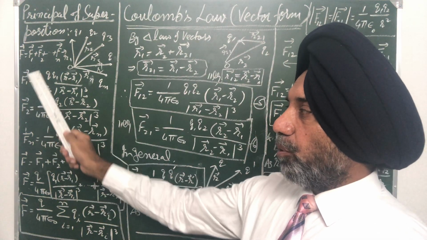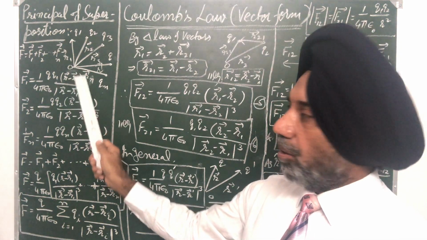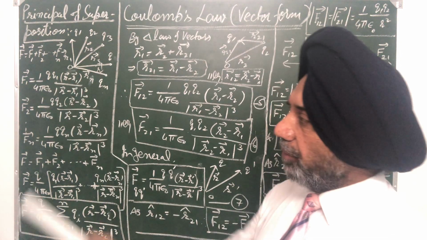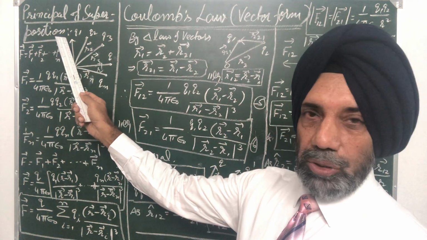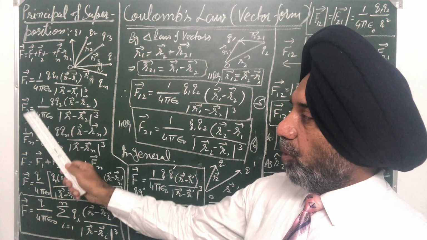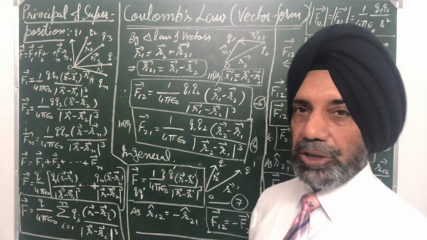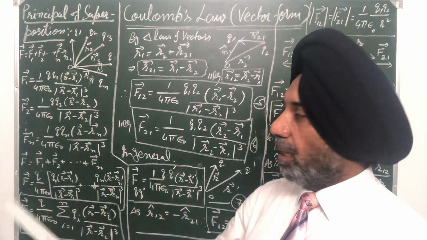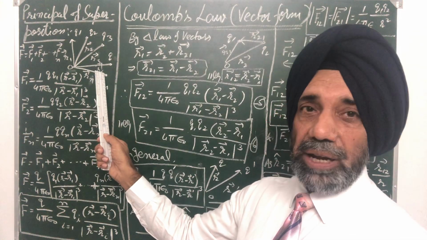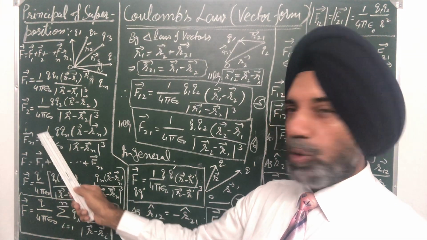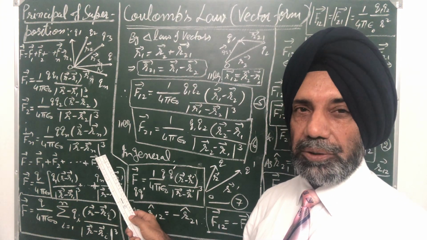So F1 is given by 1 upon 4 pi epsilon naught, Q1 Q, (R minus R1) upon mod of (R minus R1) cubed. Similarly, we can write F2, that is the force experienced on Q due to Q2: 1 upon 4 pi epsilon naught, Q2 Q, (R minus R2) upon mod of (R minus R2), and so on, F3, F4. Lastly, the force experienced by Q due to Qn is given by 1 upon 4 pi epsilon naught, Qn Q, (R minus Rn) upon mod of (R minus Rn).